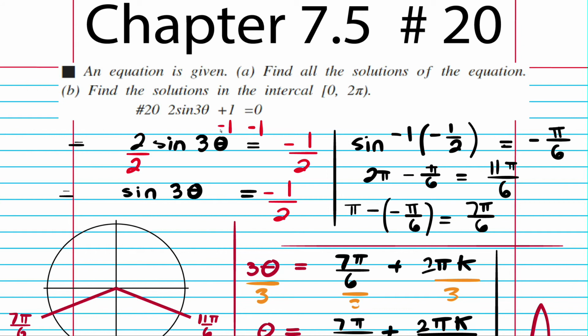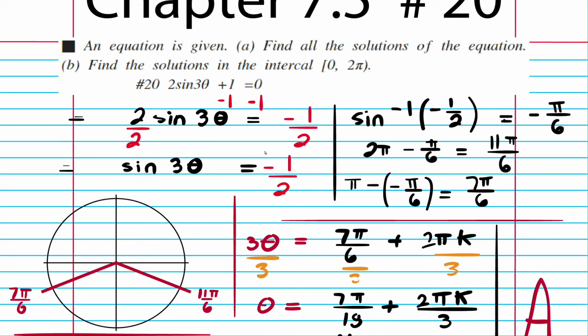So to begin, we subtract 1 from both sides, which gives us 2 sine 3 theta equals negative 1. Our next step would be to divide by 2 to isolate that sine 3 theta. So when done, we get sine 3 theta is equal to negative 1 half. Next, we find the radian for sine inverse of negative 1 half, and we get that this equals negative pi over 6.